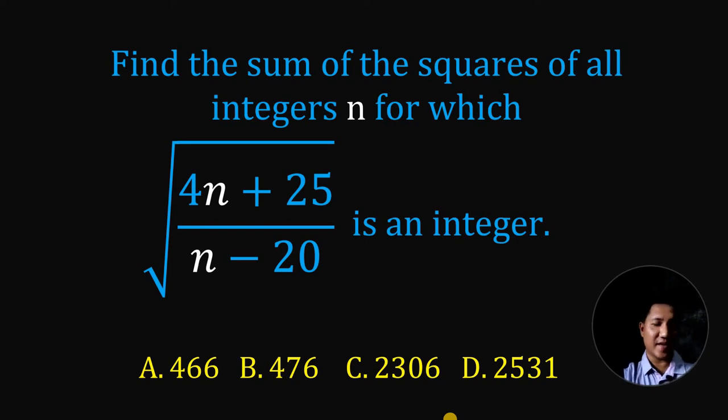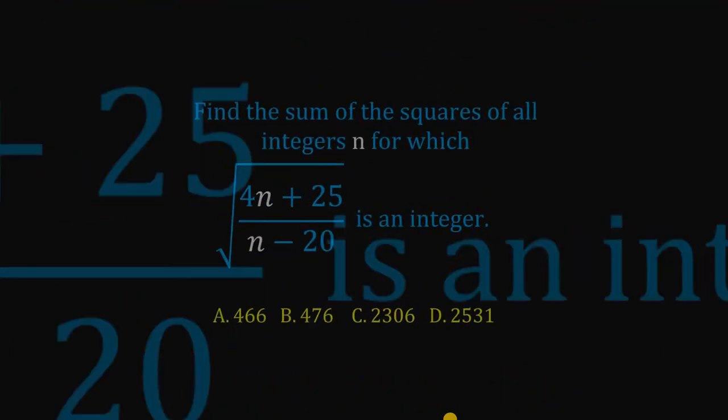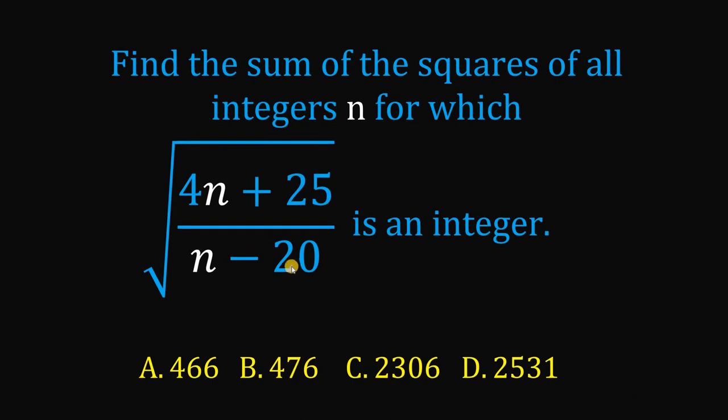Can you solve this math challenge coming from the 25th Philippine Mathematical Olympiad qualifying stage? Here's the question. Find the sum of all the squares of all integers n for which the square root of (4n + 25)/(n - 20) is an integer. You can pause this video if you want to give this problem a try. And now, let's answer this question together.